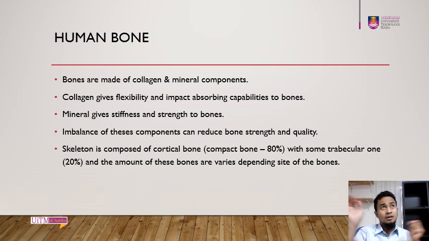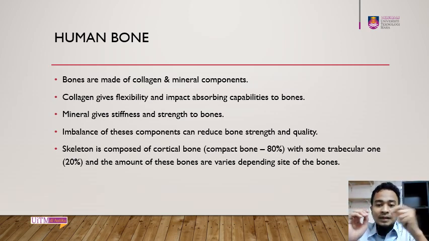This topic we will go into a little more detail regarding the physiology and morphology of human bones. Bones are made of collagen and mineral components, which harden as we get older or become an adult, and the collagen gives flexibility and gives an impact-absorbing capability to our bones.